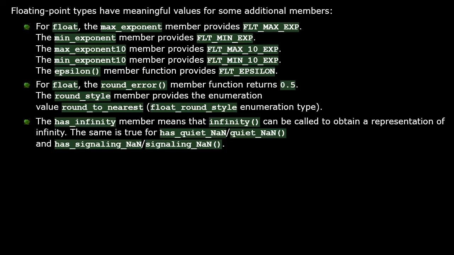The numeric limits specialization has a has-infinity member, which means that an infinity function can be called to obtain a representation of infinity for that type.